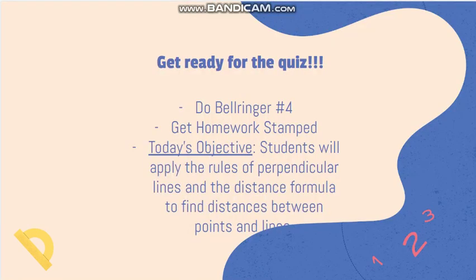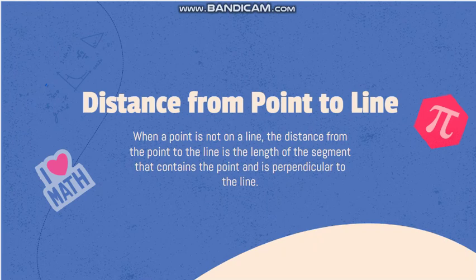So our objective for this one is we're going to apply the rules of perpendicular lines and distance formula to find the distances between points and lines. So the distance from a point to a line is that when a point is not on a line, the distance from the point to the line is the length of the segment that contains the point and is perpendicular to the line. That sounds really complicated, but what it really means is that when we're finding the distance between a point to a line, the shortest distance from a point to a line is a straight line. It sounds complicated, but it's not.